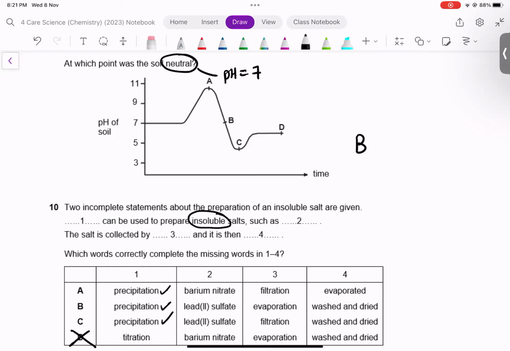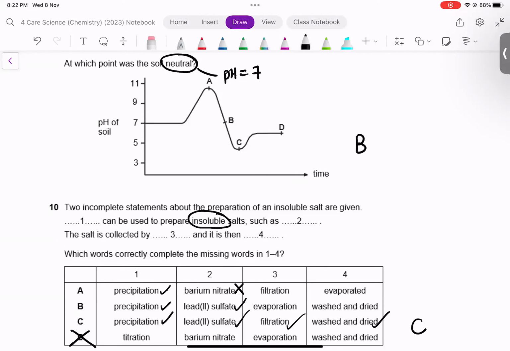So precipitation is the method to prepare insoluble salts. Such as what? So what is insoluble? Definitely not barium nitrate. Nitrates are all soluble. So the insoluble salts such as lead(II) sulfate. Now, because it's insoluble, it will be a solid precipitate. So it's collected by filtration, then washed and dried. So the answer is C for question 10.